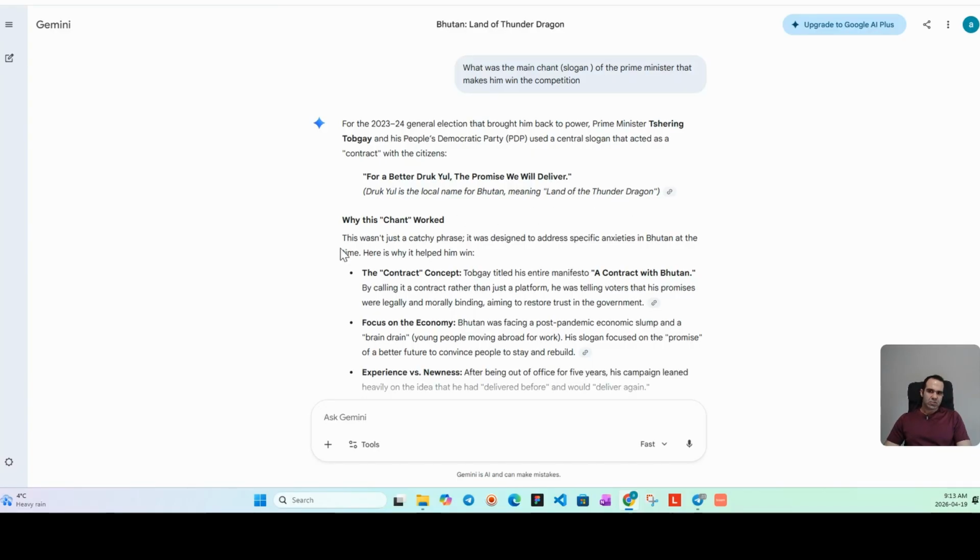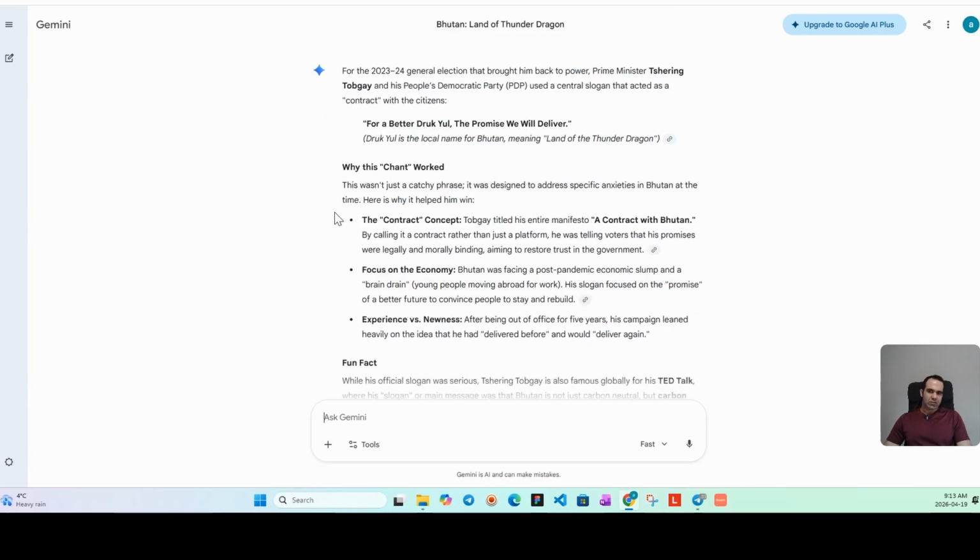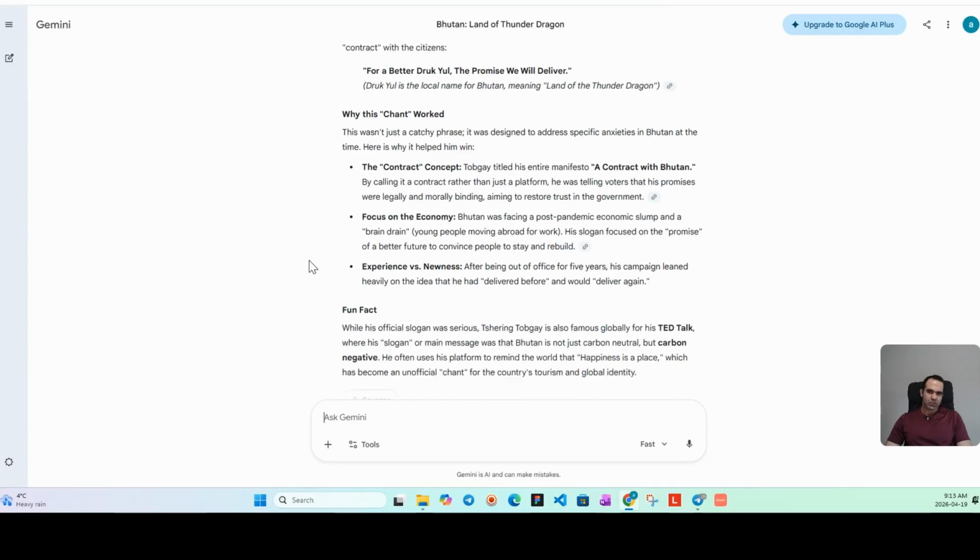Why did this chant work? This wasn't just a catchy phrase. It was designed to address specific anxieties in Bhutan at the time. Here is why it helped him win. The contract concept: he titled his entire manifesto "A Contract with Bhutan." By calling it a contract rather than just a platform, he was telling voters that his promises were legally and morally binding, aiming to restore trust in the government.